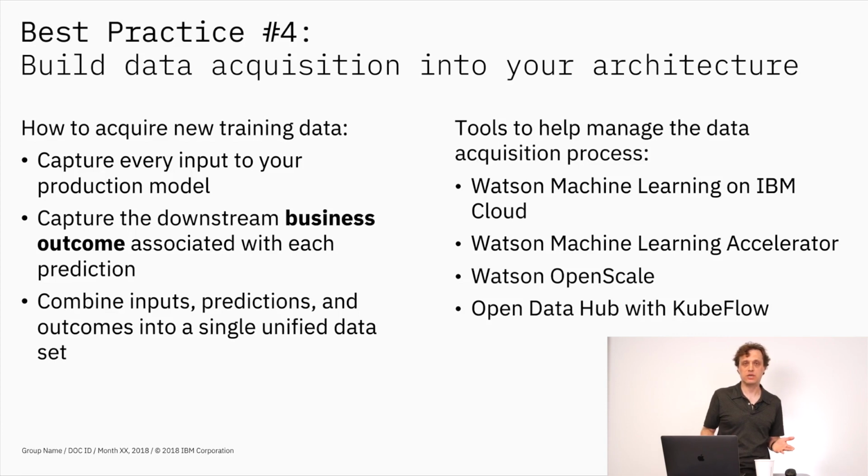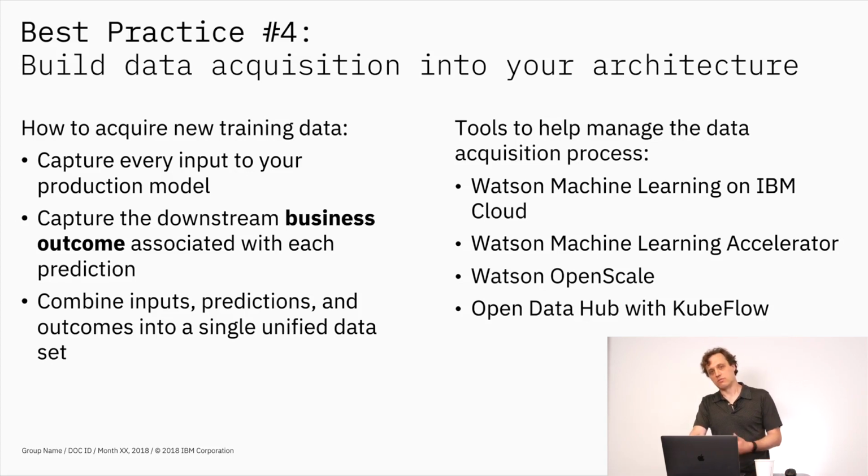How do you do this? Make sure that you capture every input that goes into your model in production. Make sure that you capture the corresponding business outcomes associated with each of these predictions. So if your model predicts that someone's a bad credit risk, you should capture information downstream about whether they turned out to be a bad credit risk in reality. And then once you've captured these different streams, you want to combine them together into a single consolidated format that you can hand off to your data scientists.